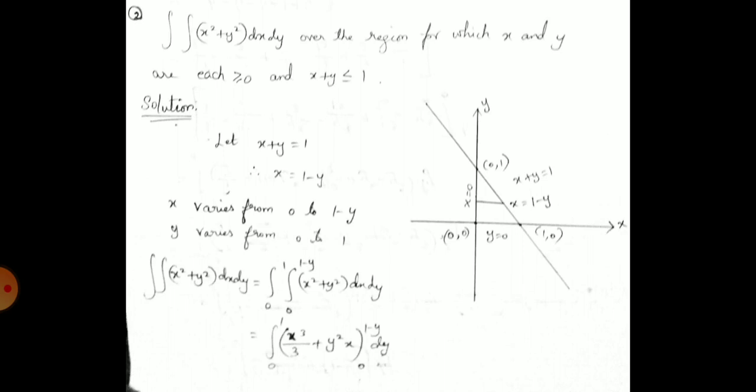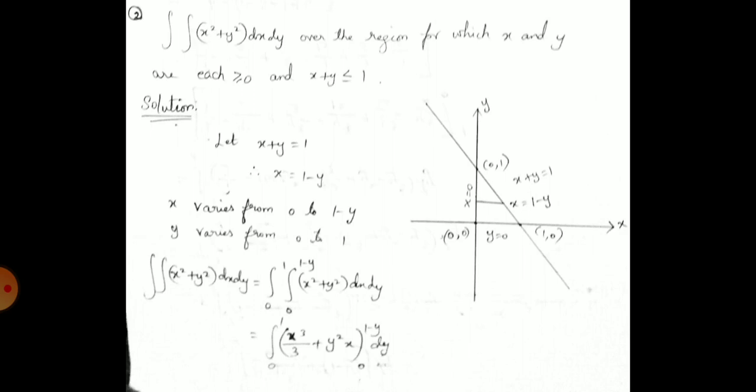See the double integral of x squared plus y squared dx dy over the region for which x and y are each greater than or equal to 0 and x plus y is less than or equal to 1. Here they have given the double integral, as well as the region, this is the condition they have given us, over the region for which x and y are each greater than or equal to 0 and x plus y is less than or equal to 1.